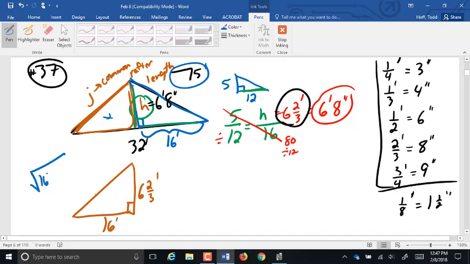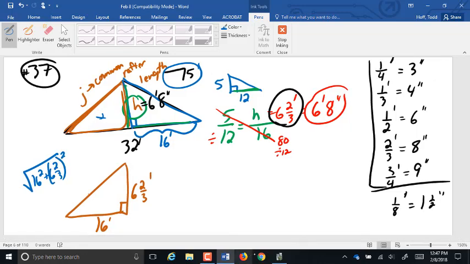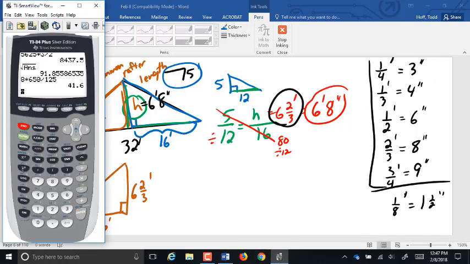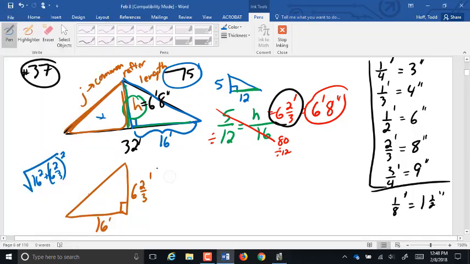I'll do the square root of 16 squared plus 6 2/3 squared. So we'll punch that in. Second square root, 16 squared plus, my calculator doesn't do fractions, so I've got to do that. And I get 17.33333. 17 1/3 feet. So that common rafter length is 17 feet and 4 inches.